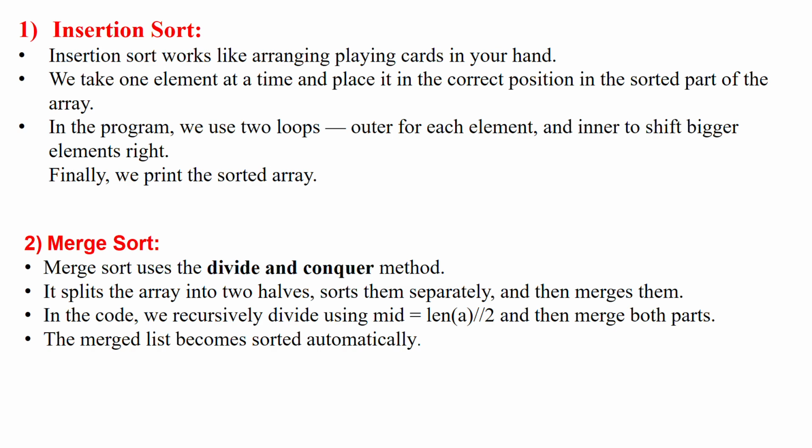These are the types of sorting. First is insertion sort, second is merge sort, third is quick sort, and fourth is heap sort. What is insertion sort? It builds the sorted list one element at a time. And merge sort divides the list, sorts each half, and then merges them. So this is merge sort.